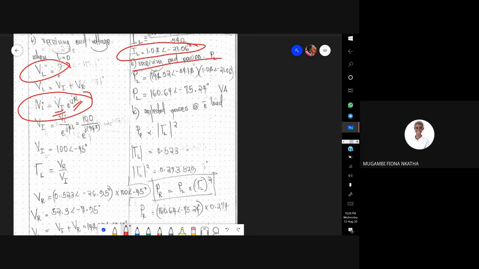Reflected power at the load. Please, we know that the reflected power is directly proportional to the magnitude of the voltage reflection coefficient squared. So you'll say the receiving end power times the magnitude squared. Then you get your reflected power. So I think I'm done.